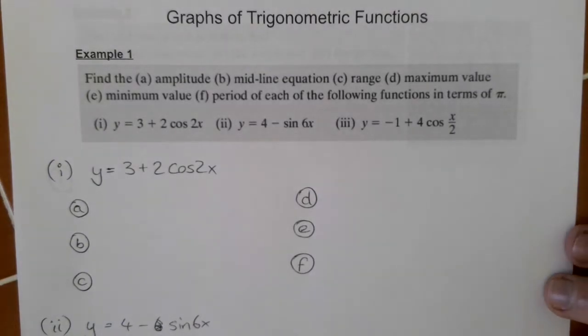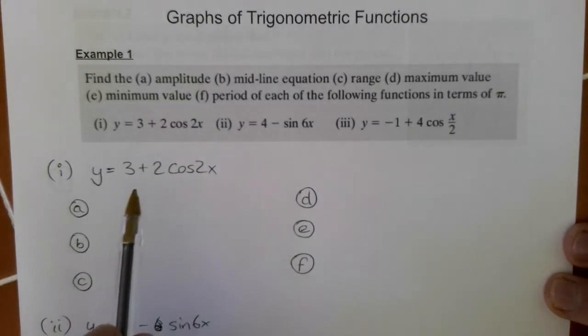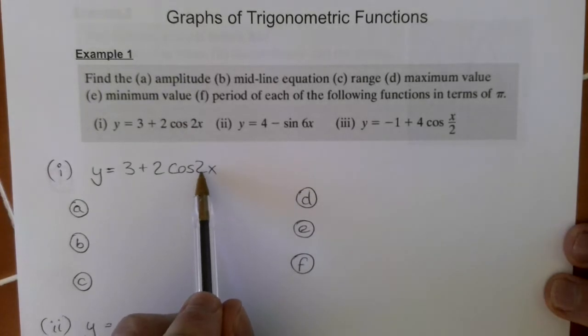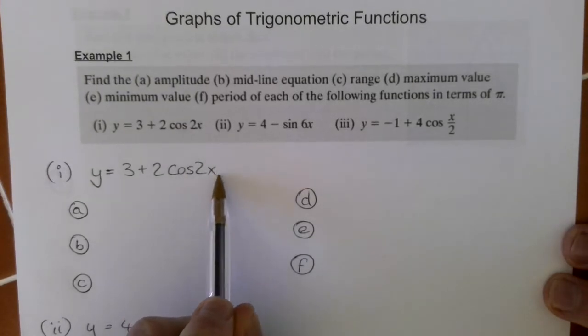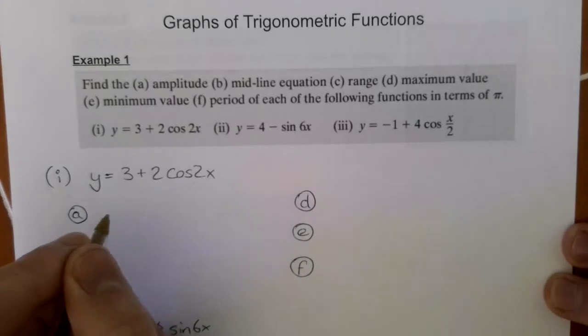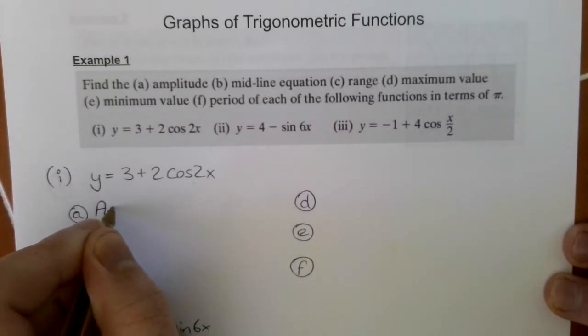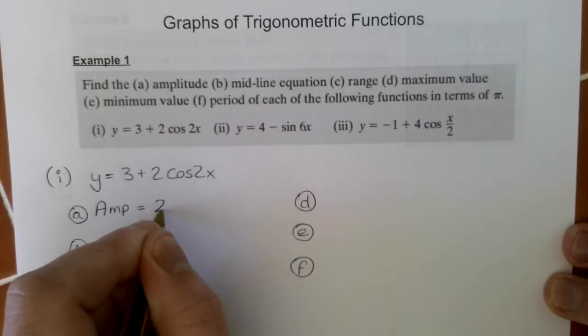Okay, so the first of all is the amplitude. So the amplitude is all to do with the angle here. So the amplitude, for this one, is 2. So the amp is equal to 2.